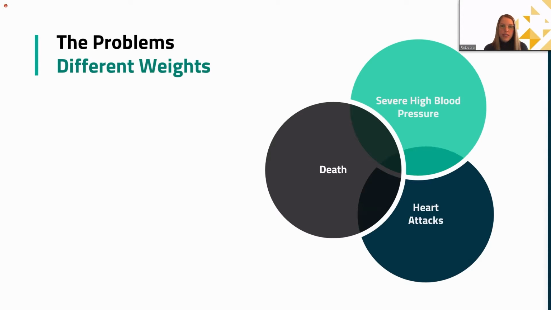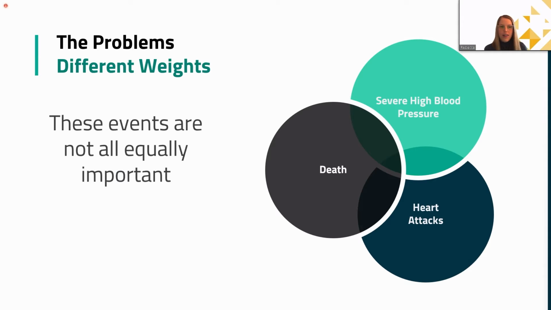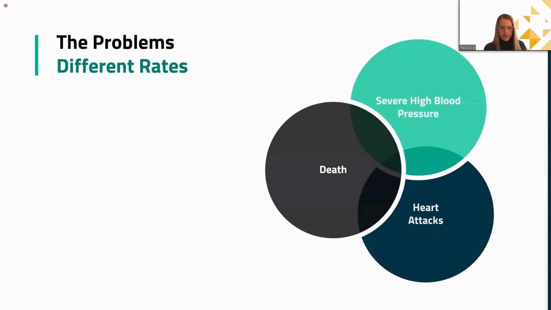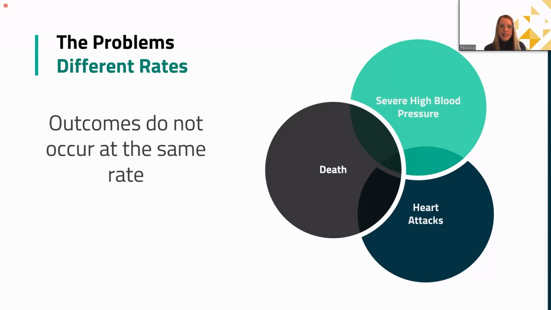So one of the big problems here is that these different outcomes aren't equally important. For instance, we probably care more about death than we care about heart attacks, and we probably care about heart attacks more than we care about severe high blood pressure. But in a composite endpoint, they're all treated the same. Another problem is that we don't see these events happening at the same rate. And actually, as I mentioned earlier, that's one of the reasons we make a composite endpoint, because we want to make sure that we're going to see some of the outcomes during our study window. But what that means is that often we'll see a lot of severe high blood pressure and not very many of the other outcomes that might be more important to us, like death or heart attacks.